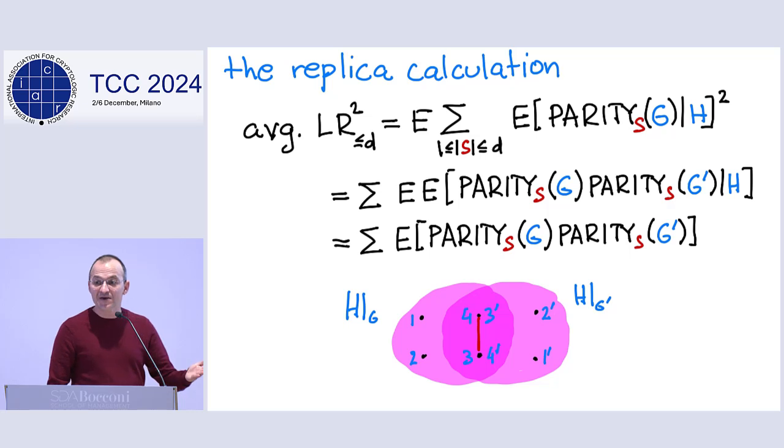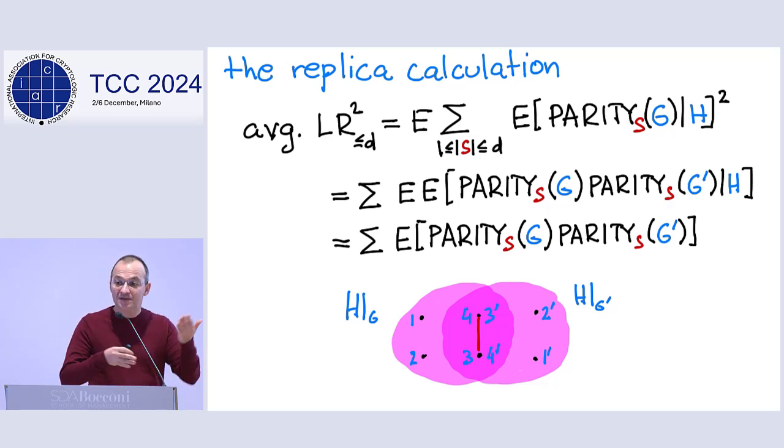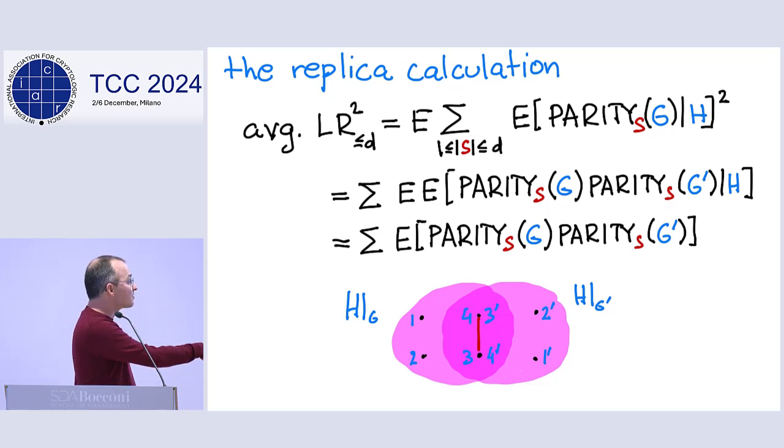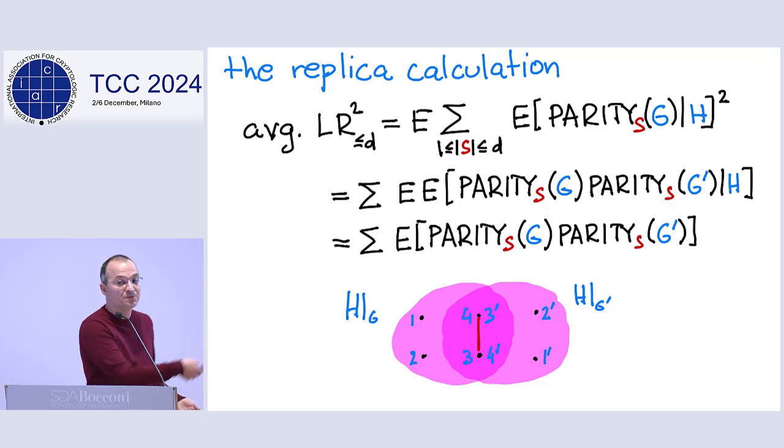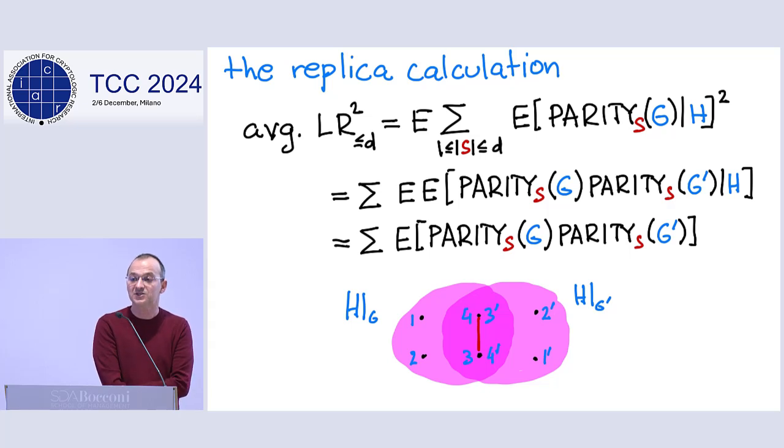And the point is that here, if it's just covered, things might still cancel out. Because maybe it's covered by edge 1, 2 in one graph, and it's covered by edge 3, 4 in the other graph. So here you have G 1, 2, here you have G prime 3, 4, and those are completely independent. They're unrelated to H. Okay?